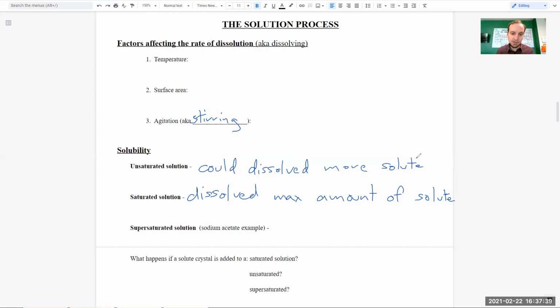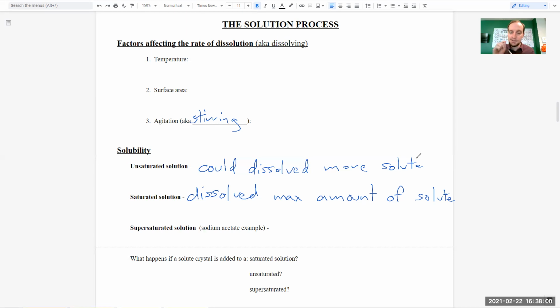A supersaturated solution is basically where you have been able to dissolve way more than you should have been able to. It's a highly unstable state. It's very difficult to do, but it is possible. And one example is sodium acetate. You can superheat the solution, get it really hot, and then you dissolve actually above the threshold, above saturated.